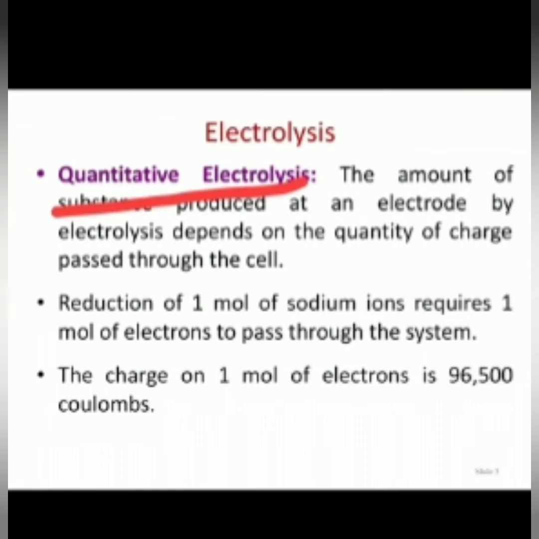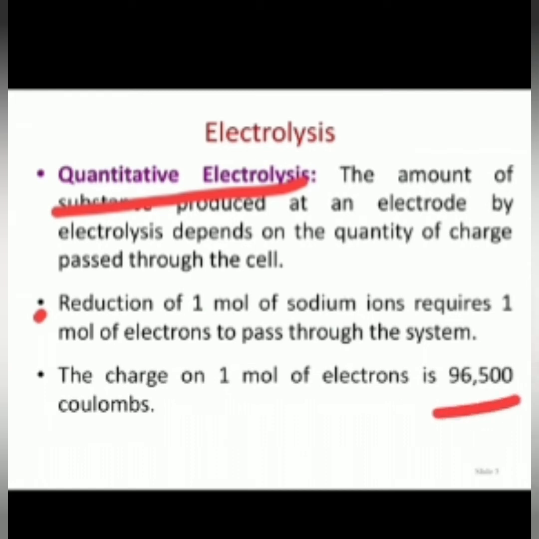Faraday's second law of electrolysis states that when the same quantity of electricity is passed through several electrolytes, the masses of the substances deposited are directly proportional to their respective chemical equivalents or equivalent weights. So, reduction of 1 mole of sodium ions requires 1 mole of electrons to pass through the system. The charge on 1 mole of electrons is 96,500 coulombs.